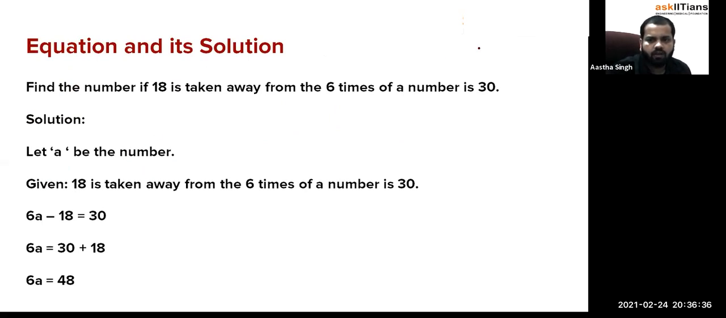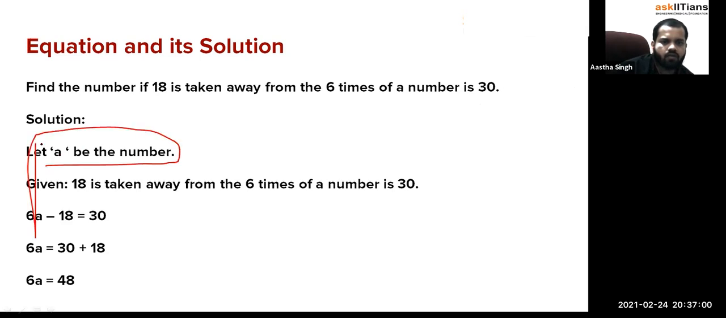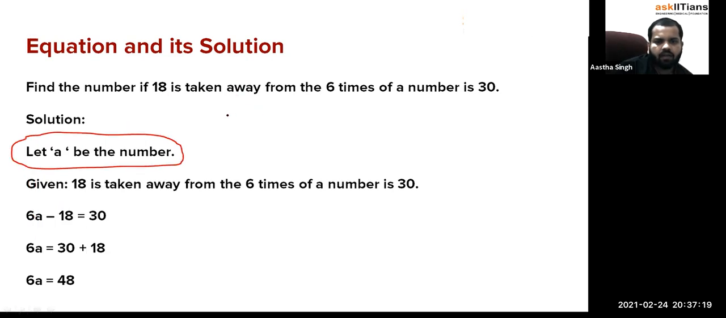So equation and its solution, right? A question is given. You have to find the equation and also the solution. Find the number. If 18 is taken away from 6 times a number, the result is 13. You have to find the number. You do not know the number, so just take any variable. Suppose in the solution a is the number, or you can also choose x. So suppose that number is a. So 6 times the number will be equal to 6a, right or not?